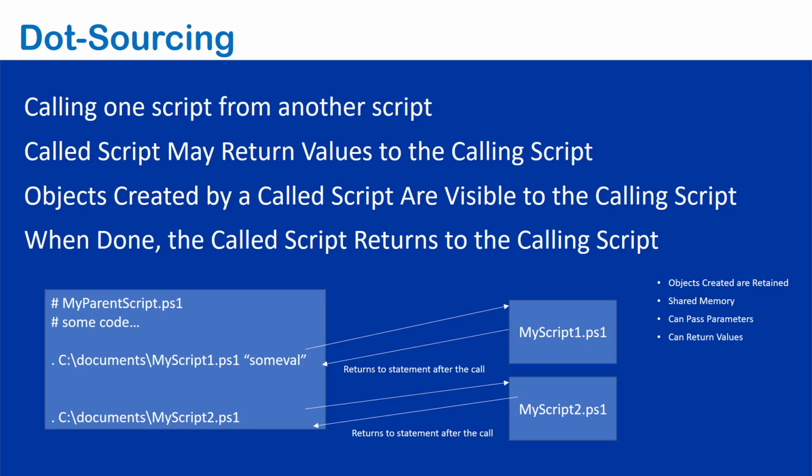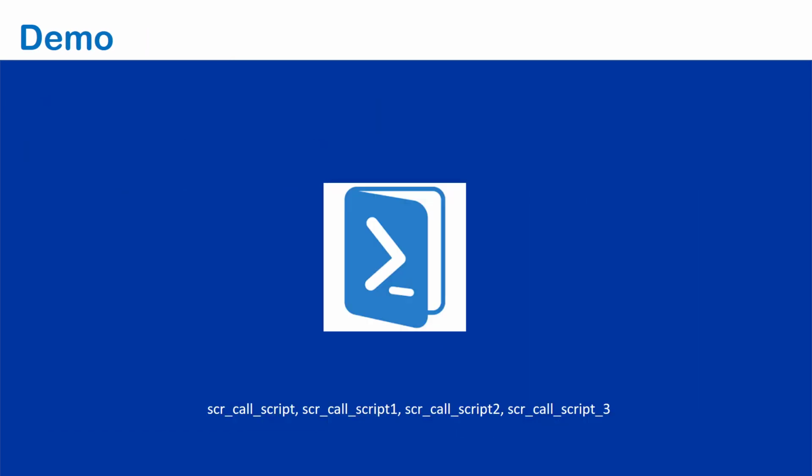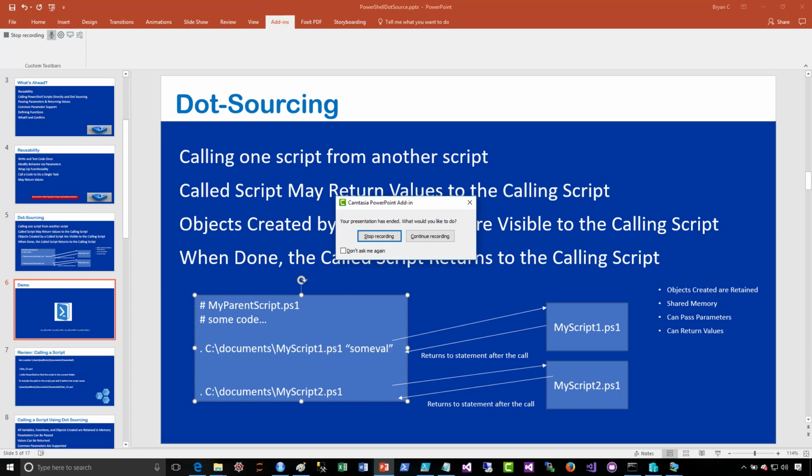Things to keep in mind when this is happening, and this is in the little box to the right, is that objects created in memory are retained. We have shared memory, so objects created in memory are retained and visible to the parent script. We can pass parameters. We can return values. So we have a lot of functionality. We have almost the functionality of functions, but the shared memory can get us into a little bit of trouble, because what if we wipe out memory that's being used by the parent script? We could have a problem. We might replace a variable or do something, so we have to be a little cautious of that. All right, so let's take a look at this more closely.